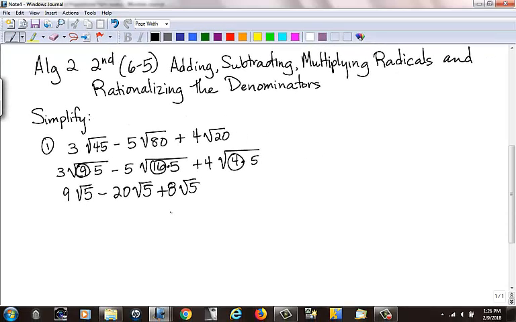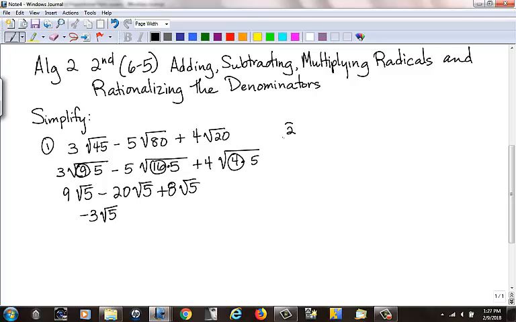And then these are like terms. It's just like saying 9x minus 20x plus 8x. So it would be 9 minus 20 would be a negative 11, negative 11 plus 8, negative 3. And the radical 5 stays the same. Okay? Not too bad on that one.